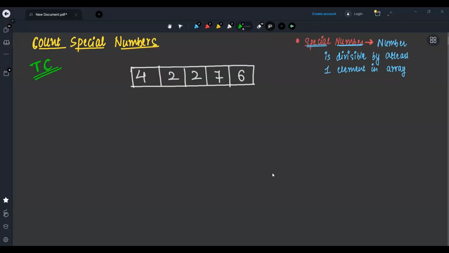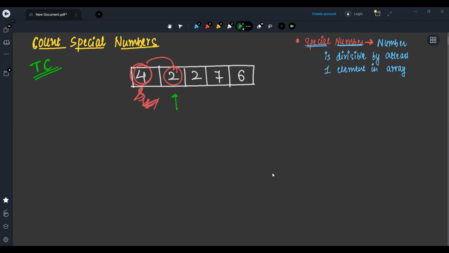We are given an array like this and we have to count the special numbers within it. And what is a special number? A special number is a number which is divisible by at least one element in there. So let's say I have the element 4. Now this 4 is divisible by this 2. This 2 can divide this 4. 4 modulo 2 is equal to 0. So I will say this number is a special number.